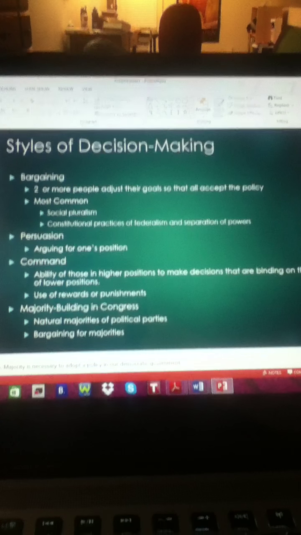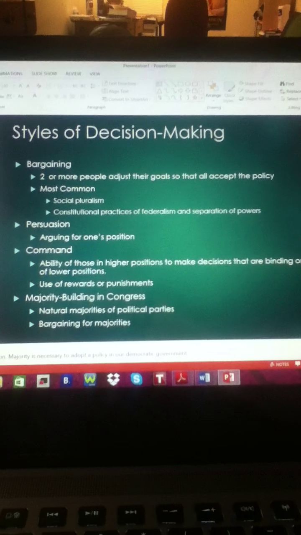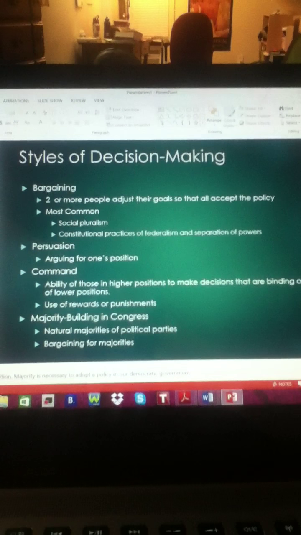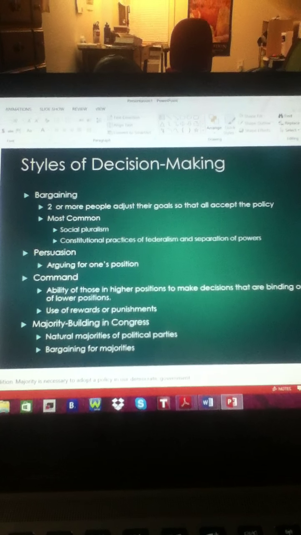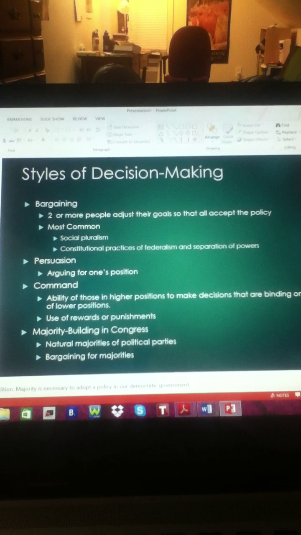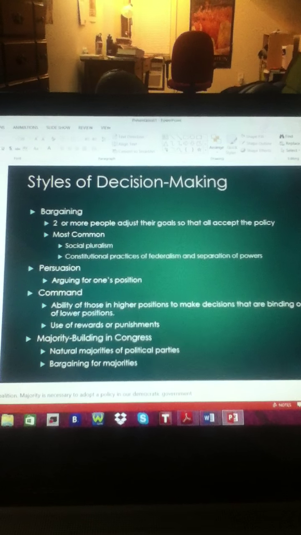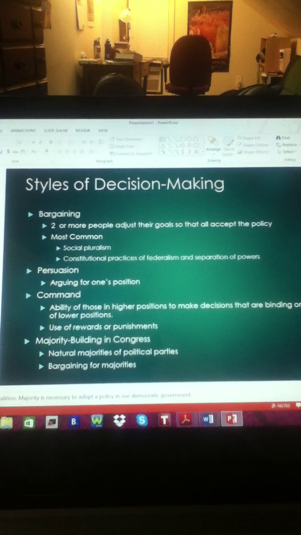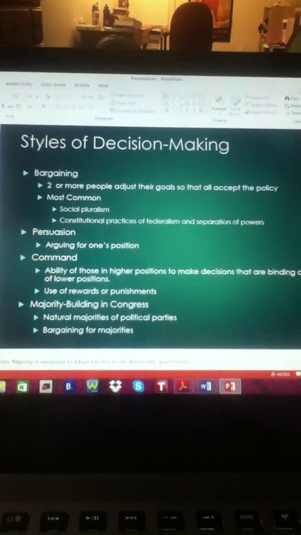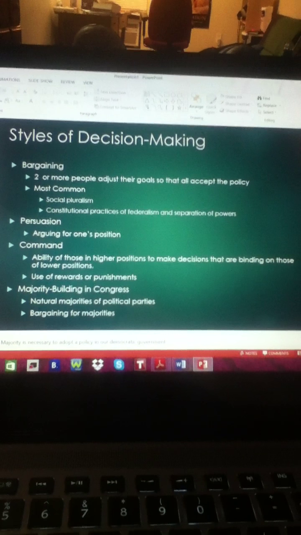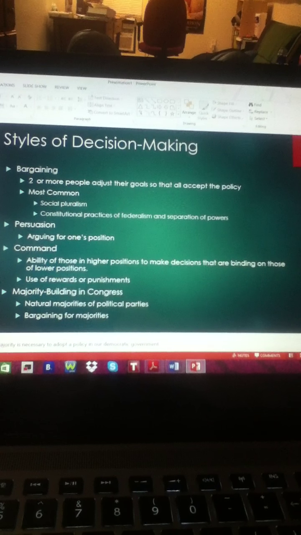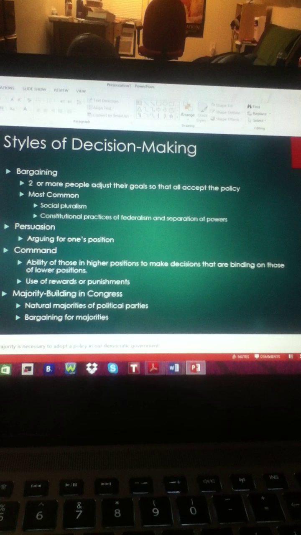Another style is command. This style focuses on the ability of those in higher positions to make decisions that are binding on those of lower positions. Policymakers can use rewards or punishments to eventually get the policy that they want to adopt. The last style is majority building in Congress.